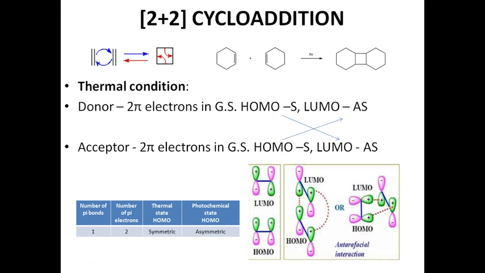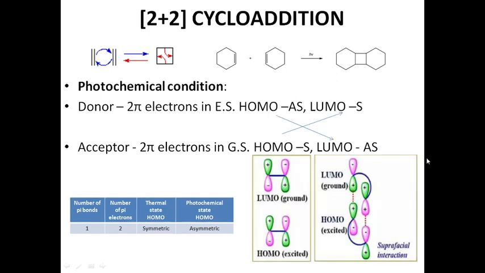Interfacial interaction for less than 6 membered cyclic ring is not possible. Even though it is symmetrically allowed, it is not possible because of the ring strain. Hence, these 2 plus 2 reactions will not occur in thermal condition. Let us look at photochemical condition.